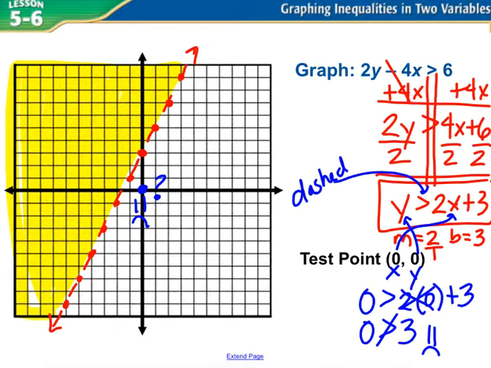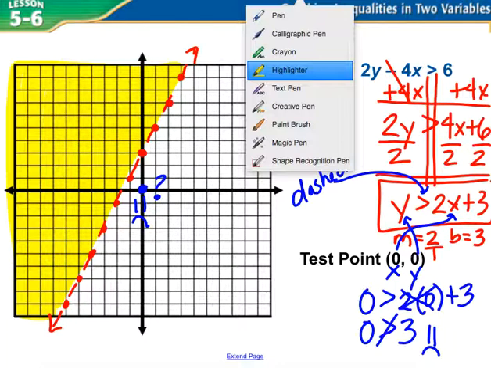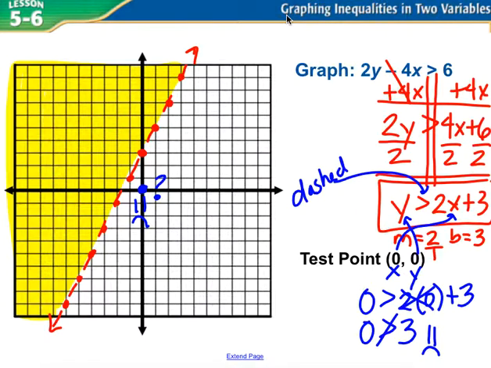Remember, in order to get credit today, you need to show me your algebra to rewrite things into slope-intercept form. You need to show me how you test a point, where to shade, and then you need to shade completely either everything to the left of that boundary line or everything to the right. Awesome. All right, one done. Let's do the next one.